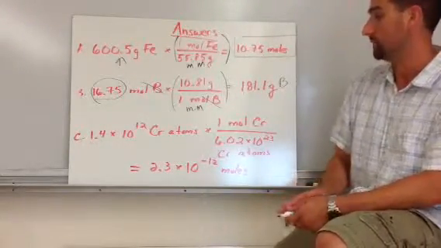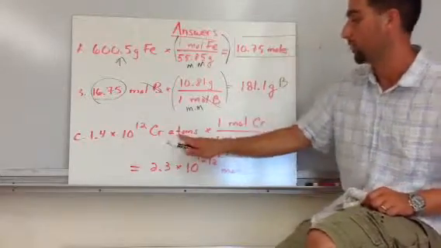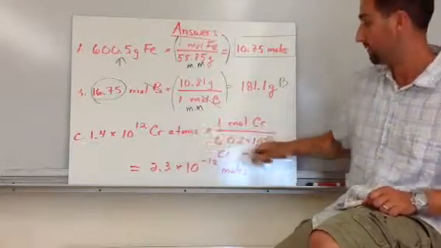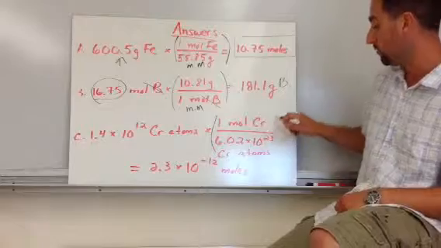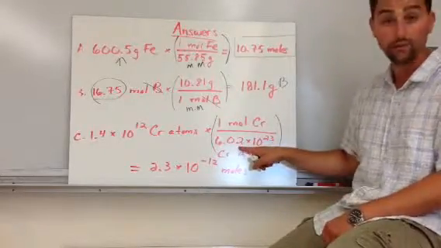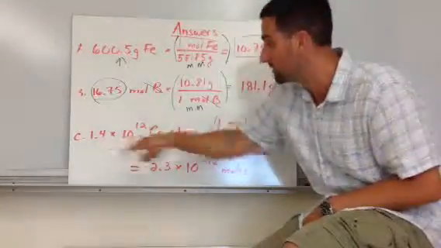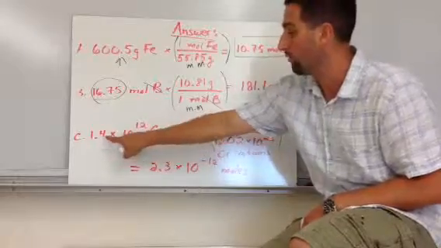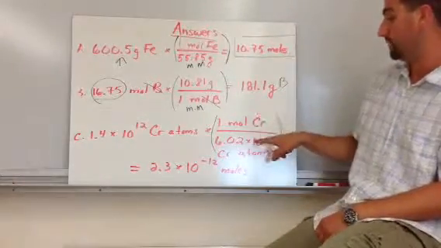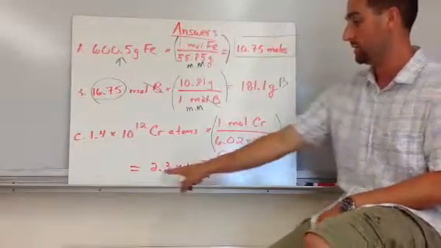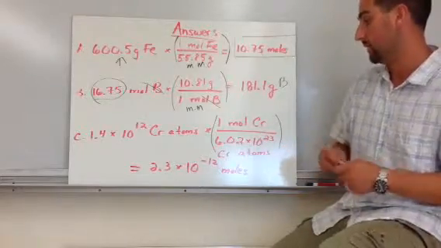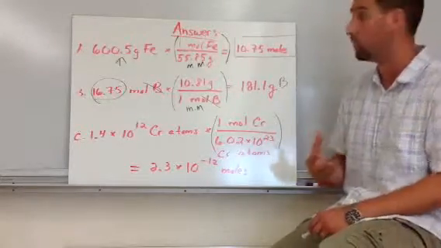Okay, letter C. I have chromium atoms, that's my given. My relationship between the mole and the atom is Avogadro's number. It's going to be the 2 sig figs. So 1.4 times 10 to the 12 divided by Avogadro's number is 2.3 times 10 to the negative 12 moles.